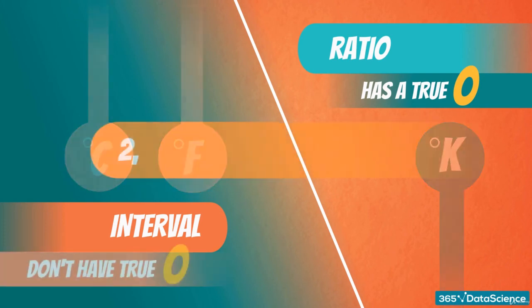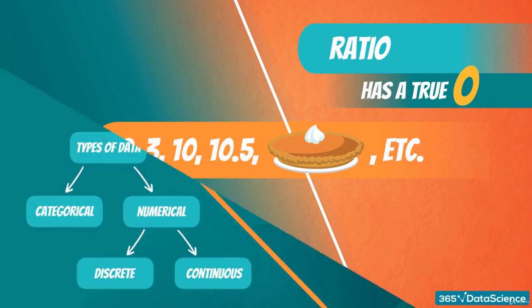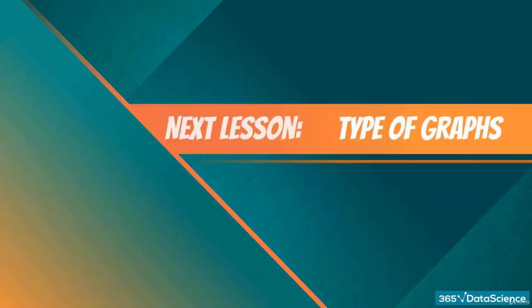Finally, numbers like 2, 3, 10, 10.5, etc. can be both interval or ratio, but you have to be careful with the context you are operating in. All right, we've quickly gone through the types of data and the measurement levels. Stick around to see the types of graphs that are used on a daily basis.